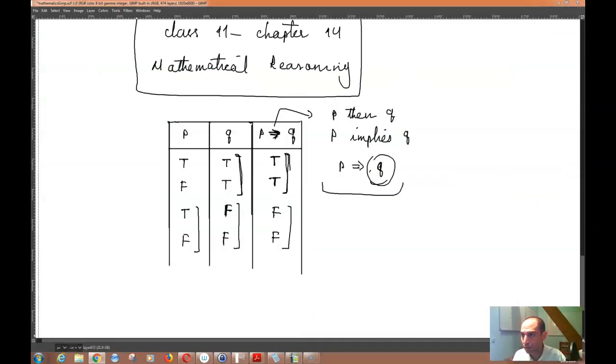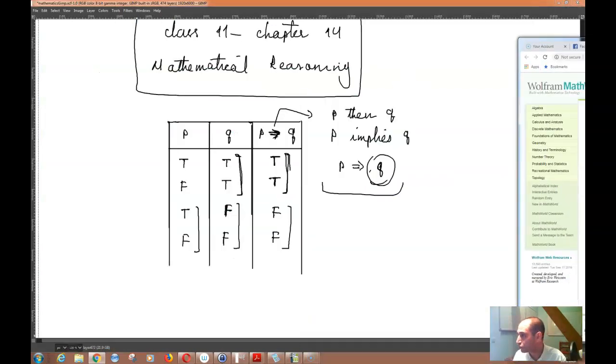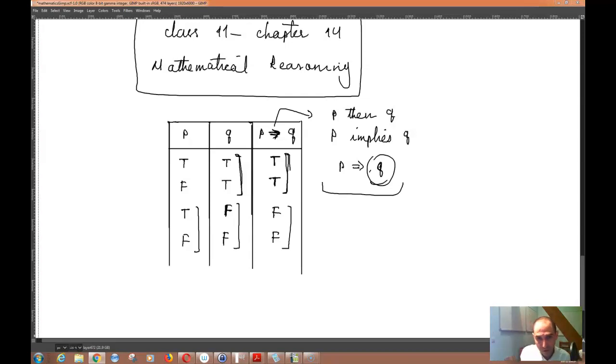Okay, so there is something that I said here which is not absolutely right. When Q is false, if P is also false, here you're going to get a true. This statement is going to be true. Otherwise it's going to be false, right? So this is the truth table of P implies Q.